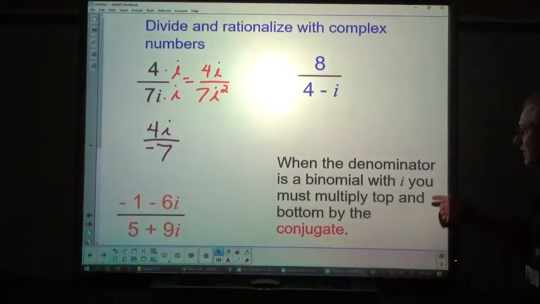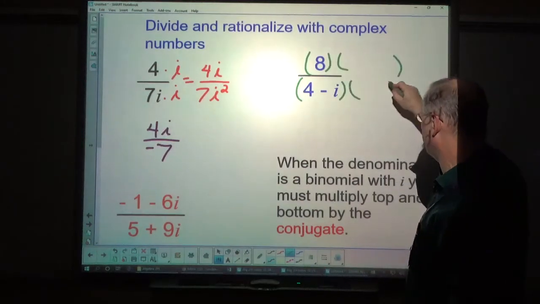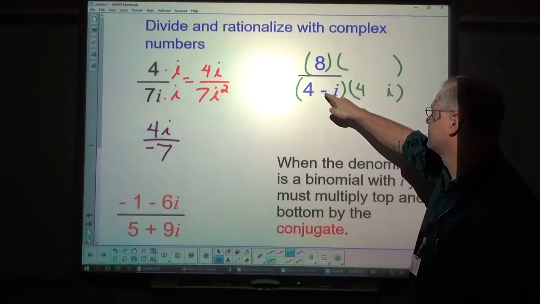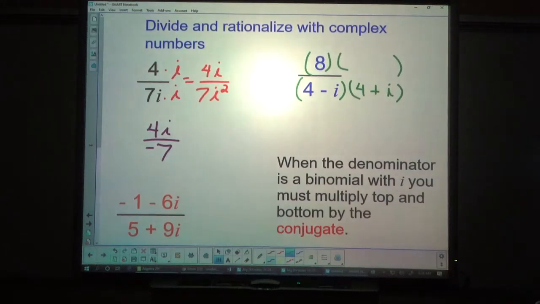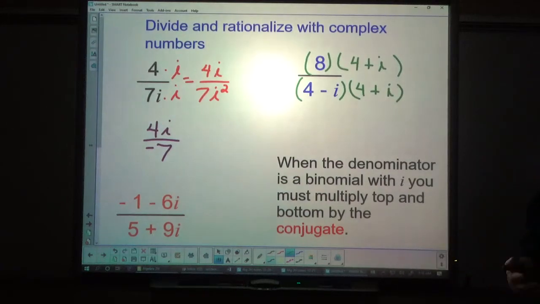When the denominator is a binomial with i, you must multiply top and bottom by the conjugate. Now, I don't expect you to remember the word conjugate, though it'd be good to keep that in mind. A conjugate is basically taking the denominator and changing the sign between the terms, and that's what you multiply top and bottom by. So you take this 4 and the i and you change the sign to the opposite sign from what it was. If it was minus, you make it plus. If it's plus, you make it minus. And we multiply the top by the same thing. Remember, when you multiply a fraction by something, if you want it to stay the same, you have to multiply numerator and denominator by the same value.